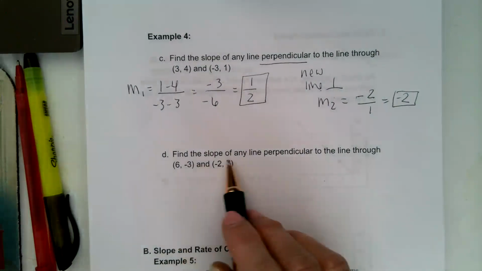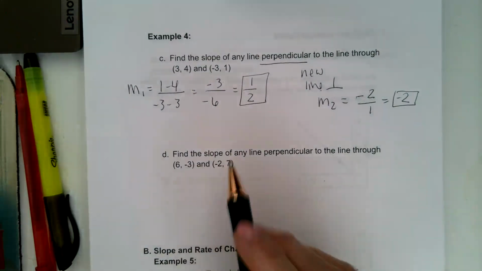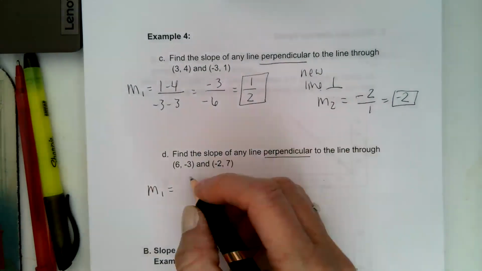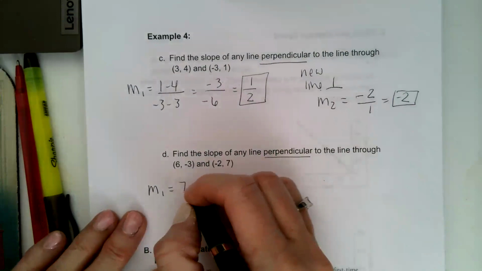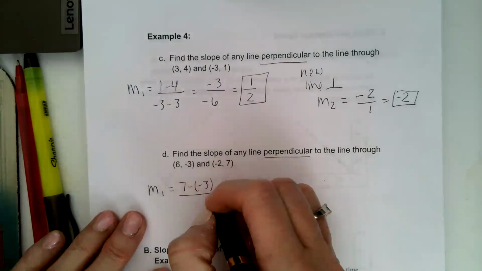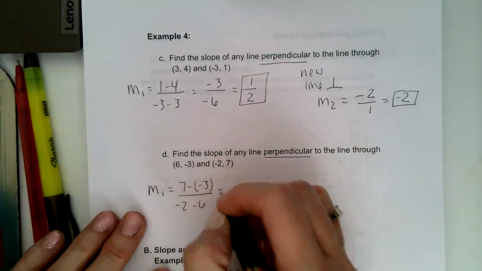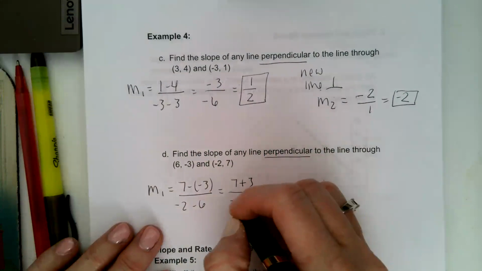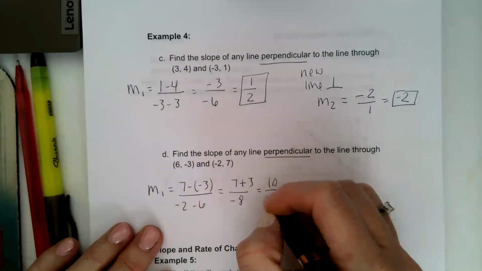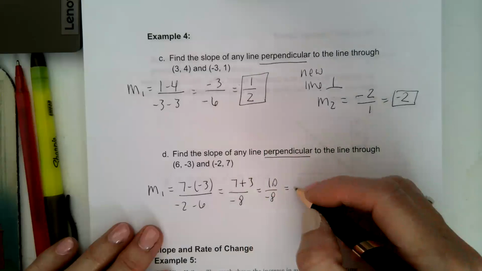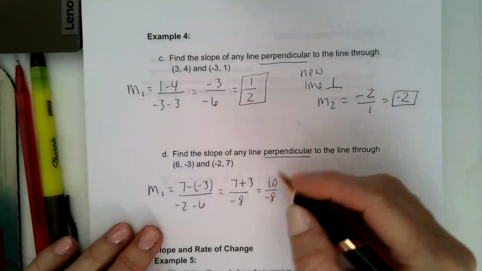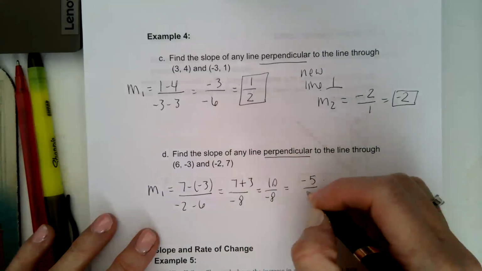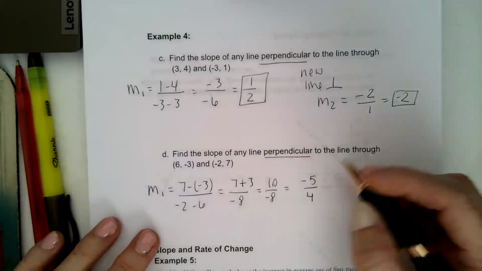D says, find the slope of any line perpendicular to the line through these 2 points. So again, we're looking for perpendicular. So I have to find the first slope. So 7 subtracting -3 over -2 subtracting 6. So that'll become 7 plus 3 over -8, or 10 over -8. I can reduce that. The negative can go on top or bottom. I like to put my negative on top. So it's -5/4. I'm going to reduce by a multiple of 2.